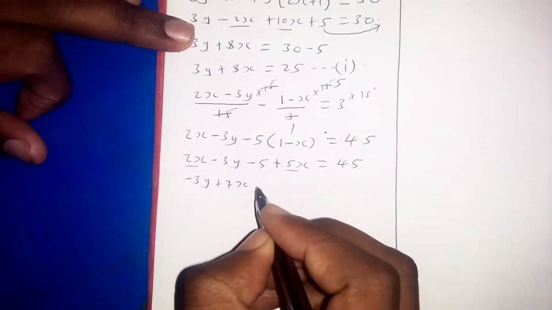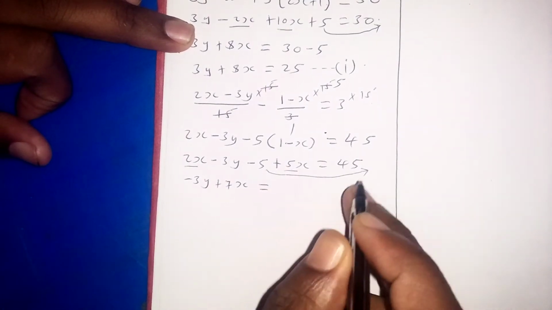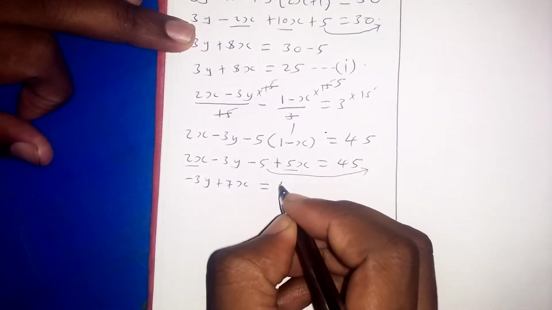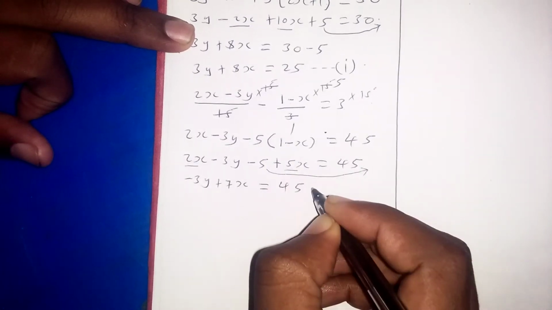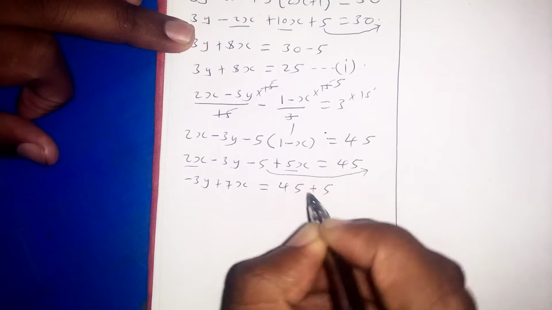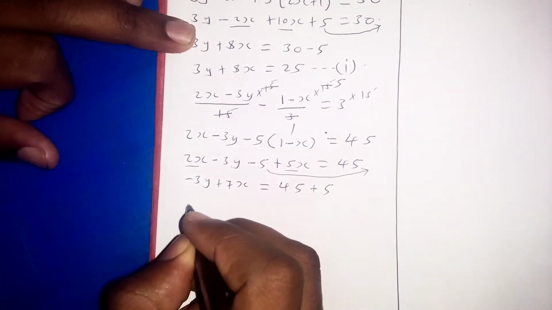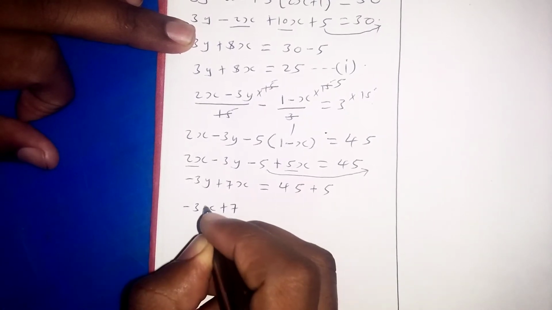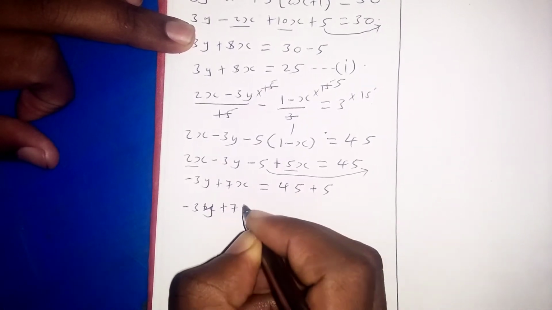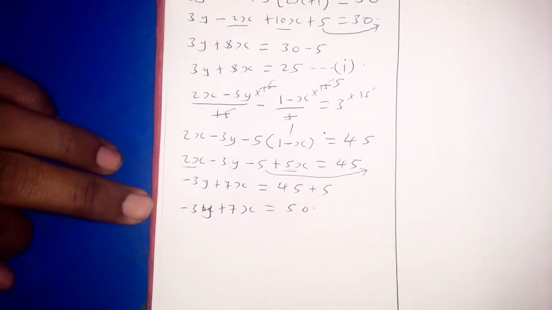Then the other term, the one having a constant, I'll take it to the right hand side. So this will be equal to 45, then of course plus 5, because when 5 crosses the equal sign, it becomes positive. So that I have negative 3y, then plus 7x being equal to 50. So that will give me 50.